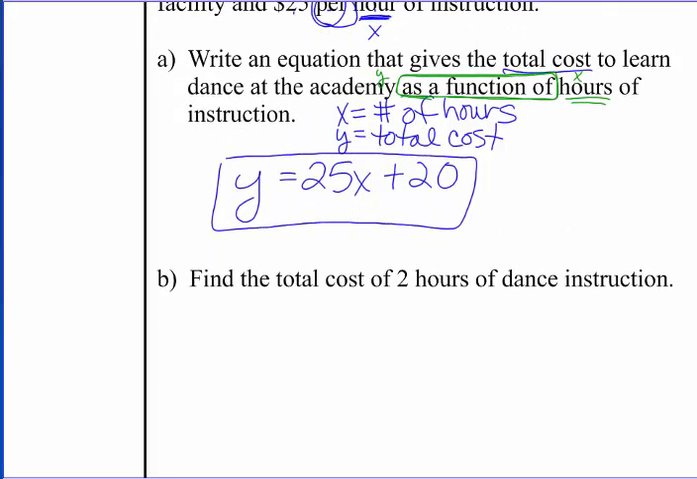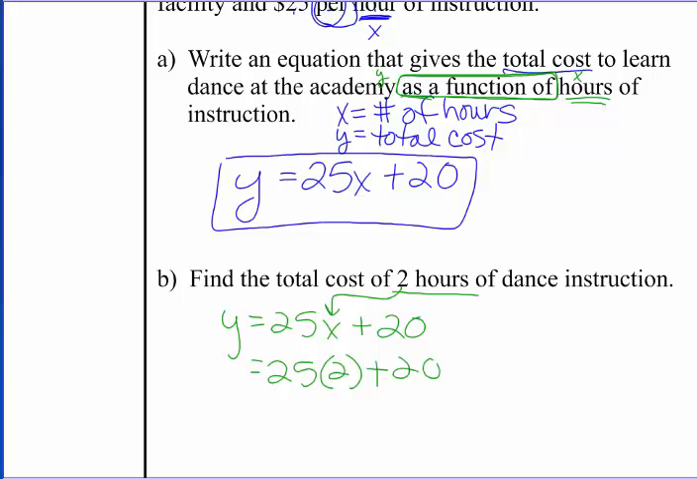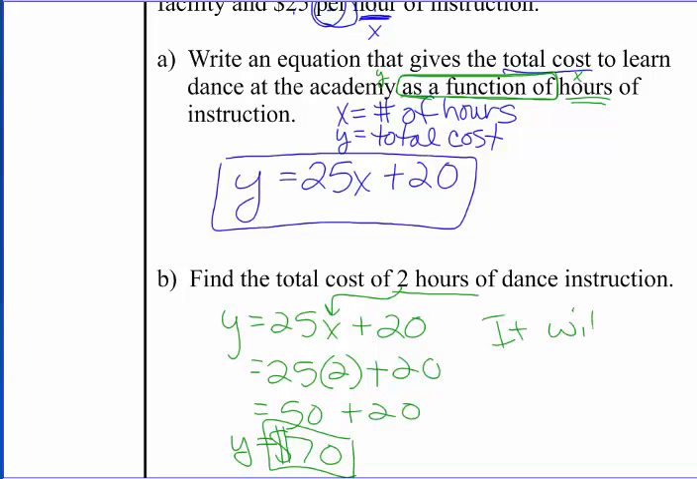And then part B asks you to find a total cost for a specific number of hours, in this case 2. So now we take the equation we just wrote, and you plug the 2 into the equation to find your total cost. So I plugged in the 2, so 25 times 2 is 50, plus 20, 70. Don't forget your units. We're talking about a total cost, so $70. It will cost $70 for 2 hours of instruction.